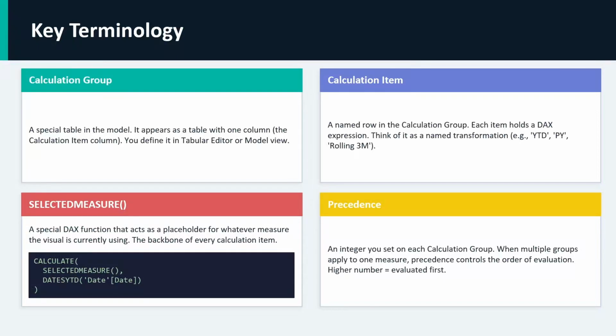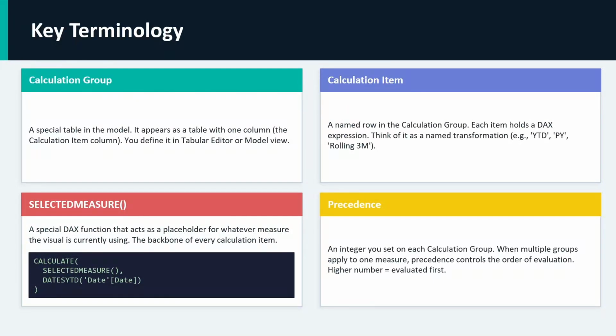The DAX expression is actually where the magic is. Because instead of referencing a specific measure like sales amount, profit, gross margin or total orders, you will not need to call on those measures. What would you call instead? You're just going to call SELECTEDMEASURE. Because SELECTEDMEASURE is the placeholder function.